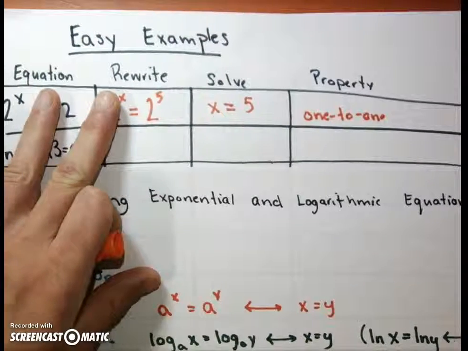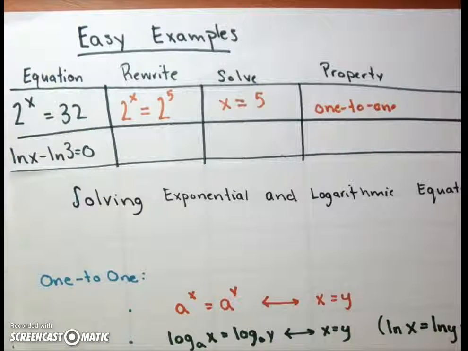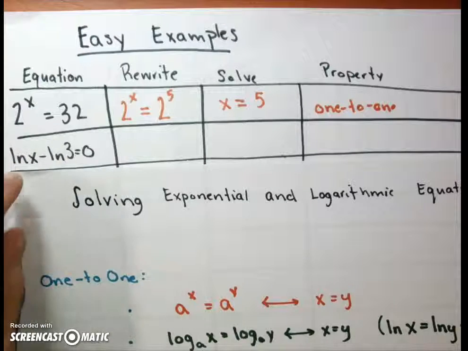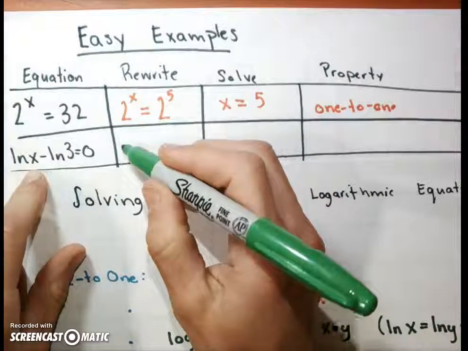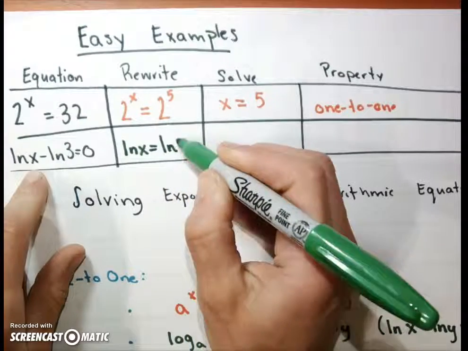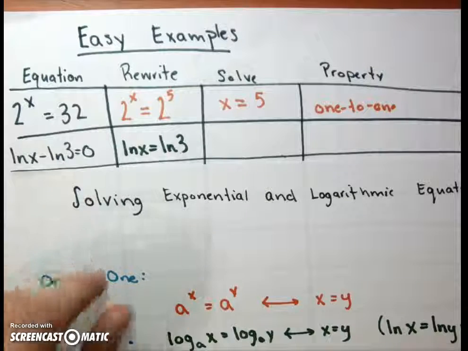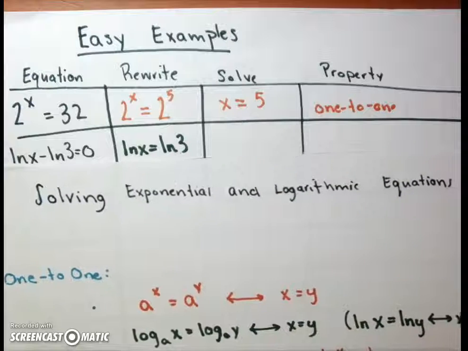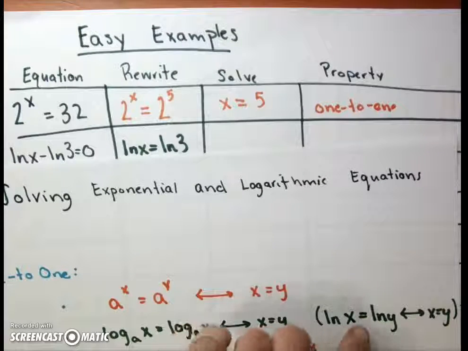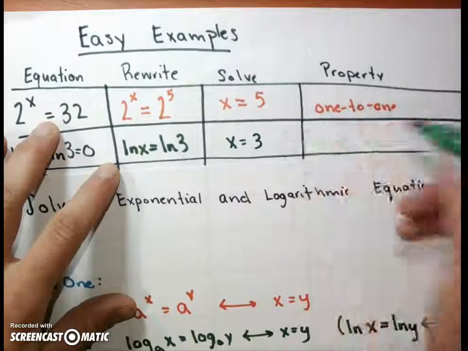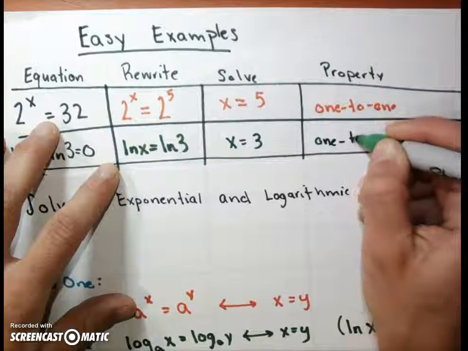Let's look at another example. I have ln x minus ln 3 equals 0. So you might be able to see already that I probably want to use the one-to-one property because I have two logs of the same base, and I'm trying to solve for x, which is inside of the log. So my first step will again be to rewrite and just say ln x equals ln 3 by bringing that term over. And now I can use the one-to-one property for logs. If I have ln x equals ln y, then x equals y. So that tells me x equals 3. And I've used the one-to-one property again.